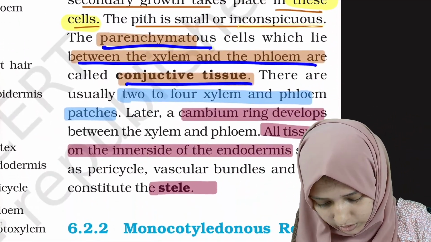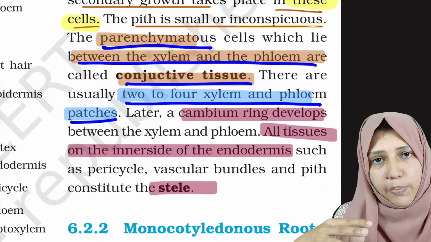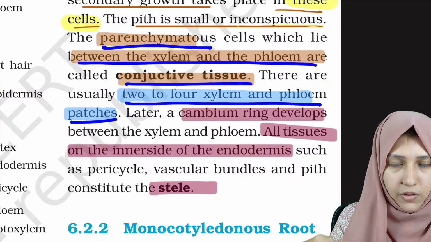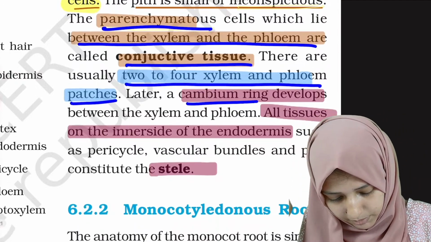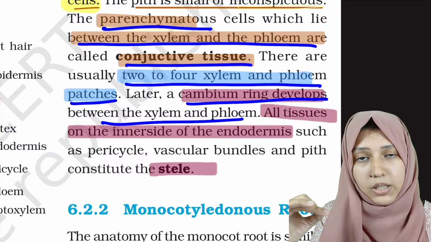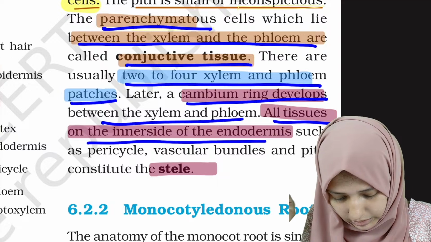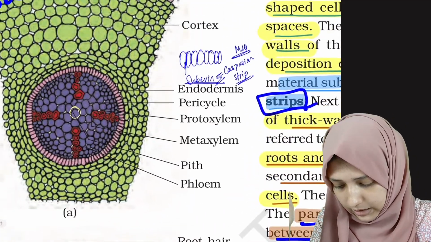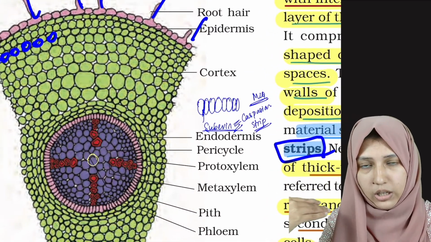Now there are usually 2 to 4 xylem and phloem patches, which means 2 to 4 pairs of xylem and phloem are present in dicot root. And cambium ring will be developed later between the xylem and phloem. And all tissues on the inner side of endodermis. As we have discussed, till here it was cortex, and the innermost layer of cortex was endodermis.